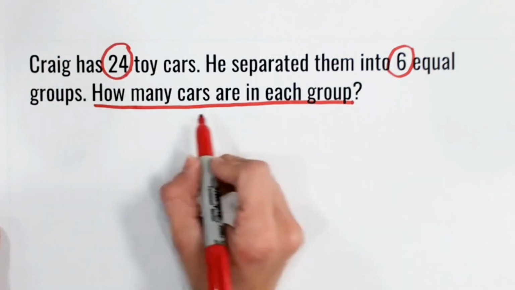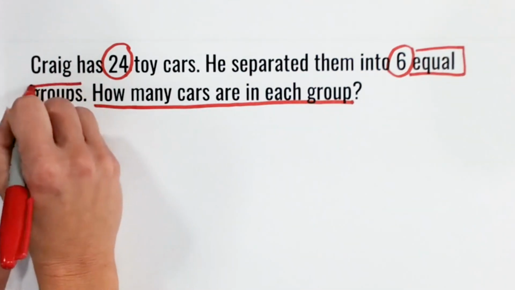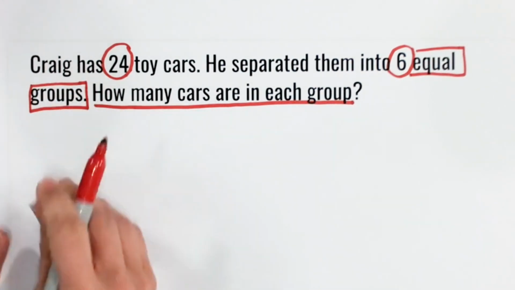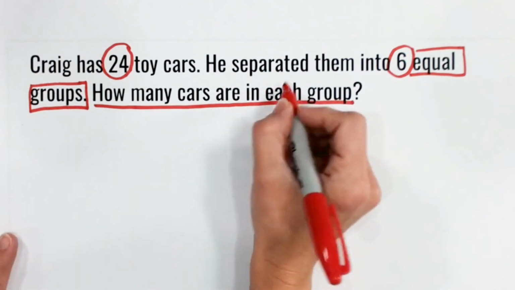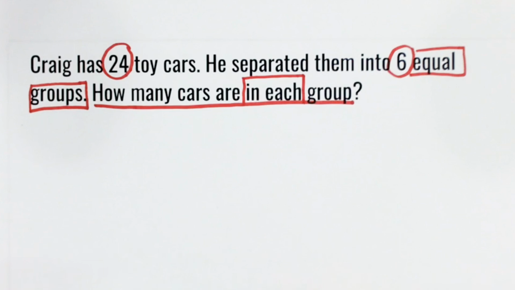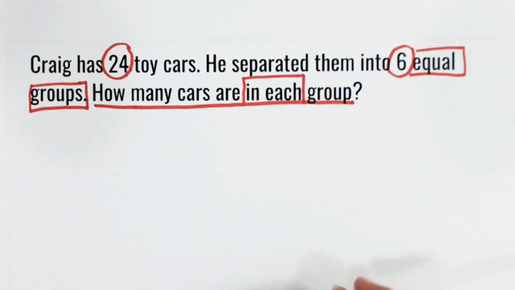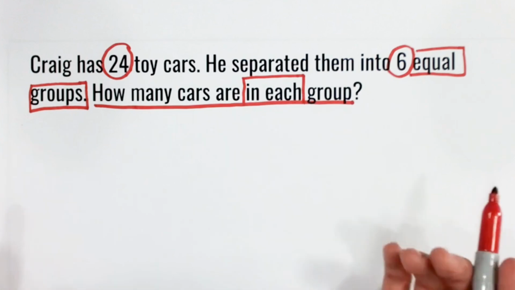Now we need to look for those key words. So we have equal groups. Equal groups is huge when it comes to division. You're going to see that a lot. And the words in each. It's similar to multiplication when we're talking about each, but when we say in each, it's almost like we're putting them in there. So now let's build our equation.